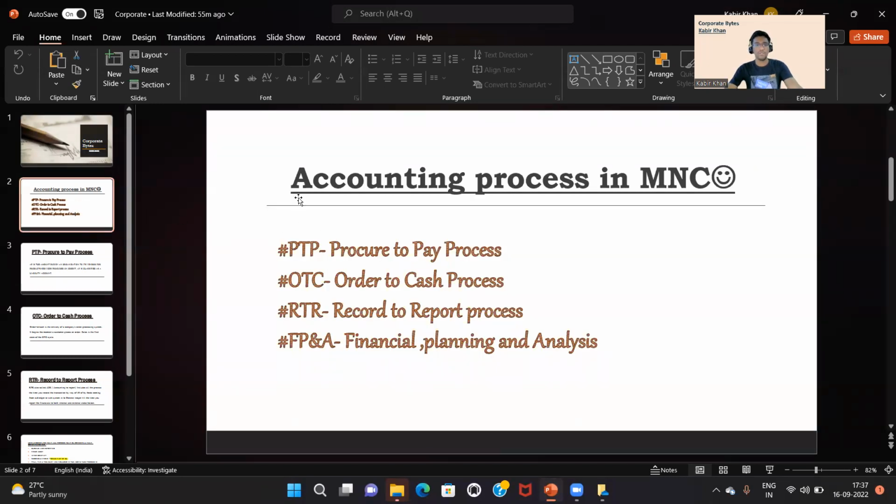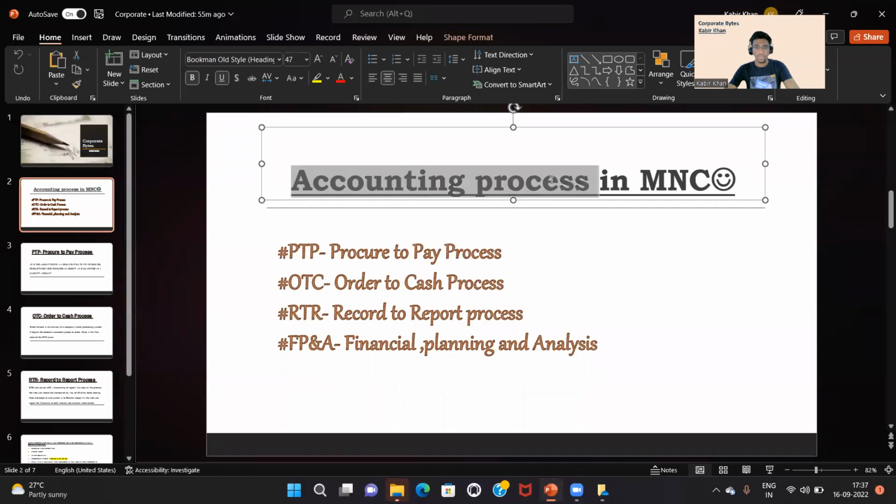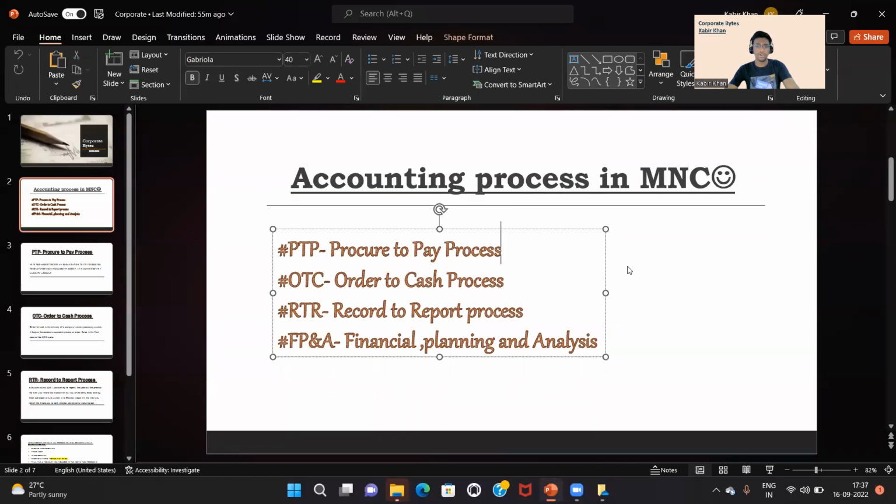So today we will be discussing the most important accounting processes which we come across in multinational companies. We all know that in multinational companies the scope and the opportunities are increasing. When we say accounting, we all know that accounting is the art of recording, classifying, and summarizing business transactions in a significant manner.